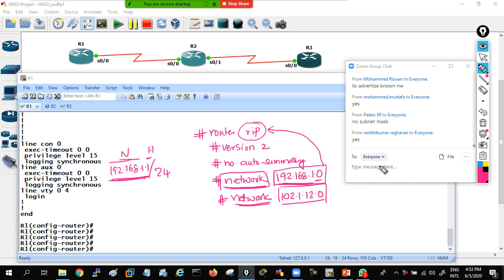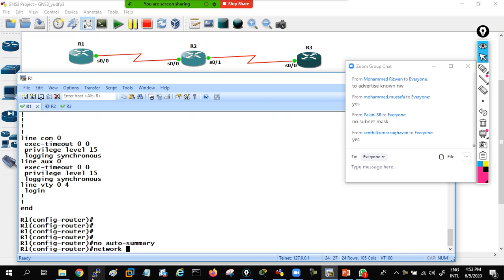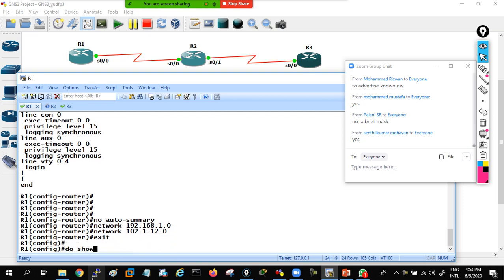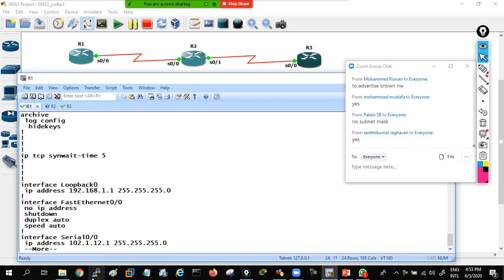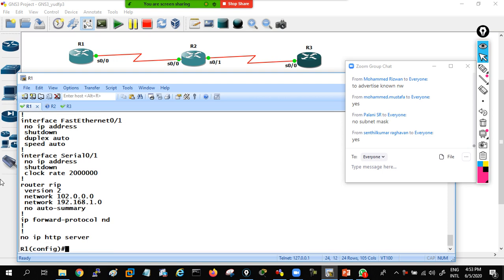Everybody is okay. Let's go and do it now. Then I'm going to advertise no auto summary. I'll explain about this one, guys. I'll play with that, don't worry. Network 192.168.1.0, then network 102.1.12.0. There you go. Now let's verify it.